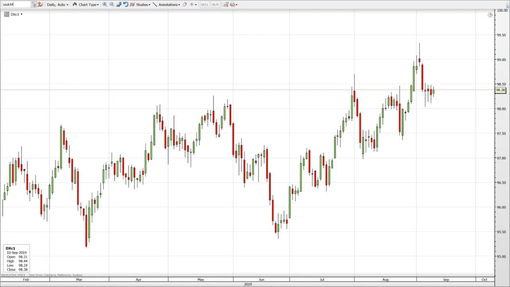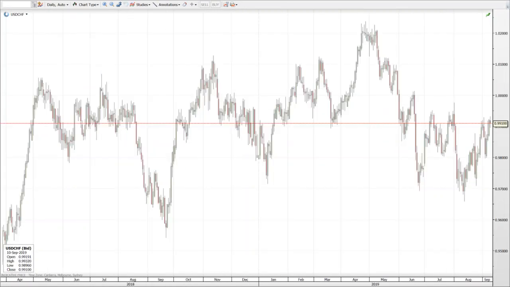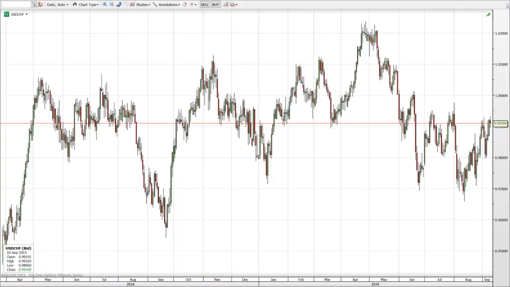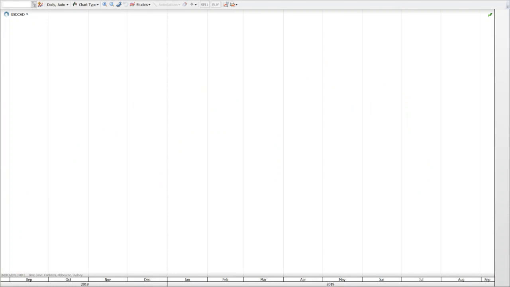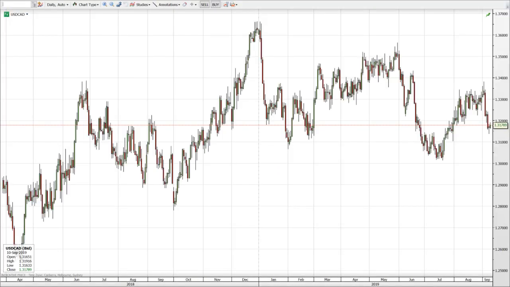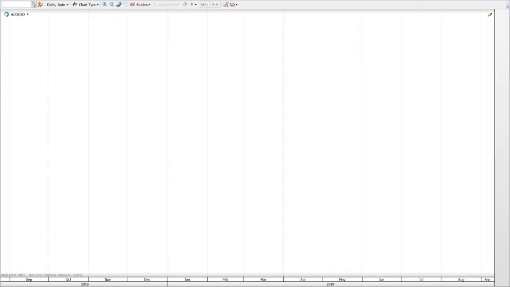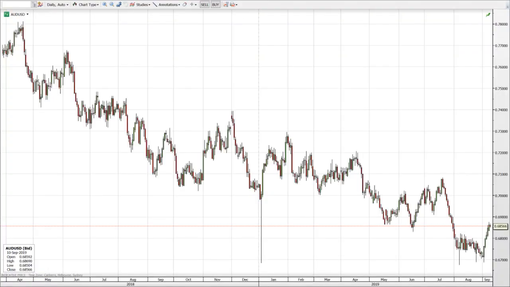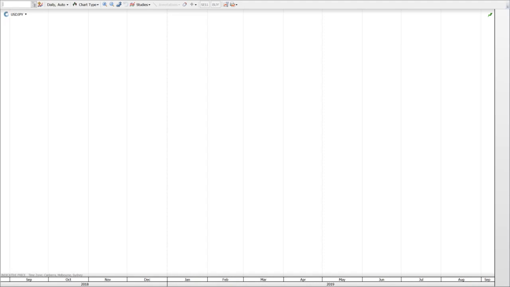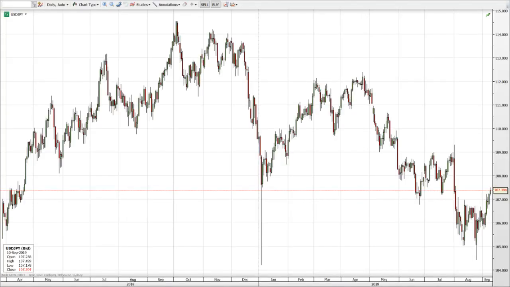Looking at other currencies, the US dollar against the Swiss franc is showing a bit of weakness at the moment. Against the Canadian dollar, it's looking like it's strengthening again. Against the Australian dollar, once again it looks like it's strengthening again. Against the yen, it's showing some strength again.